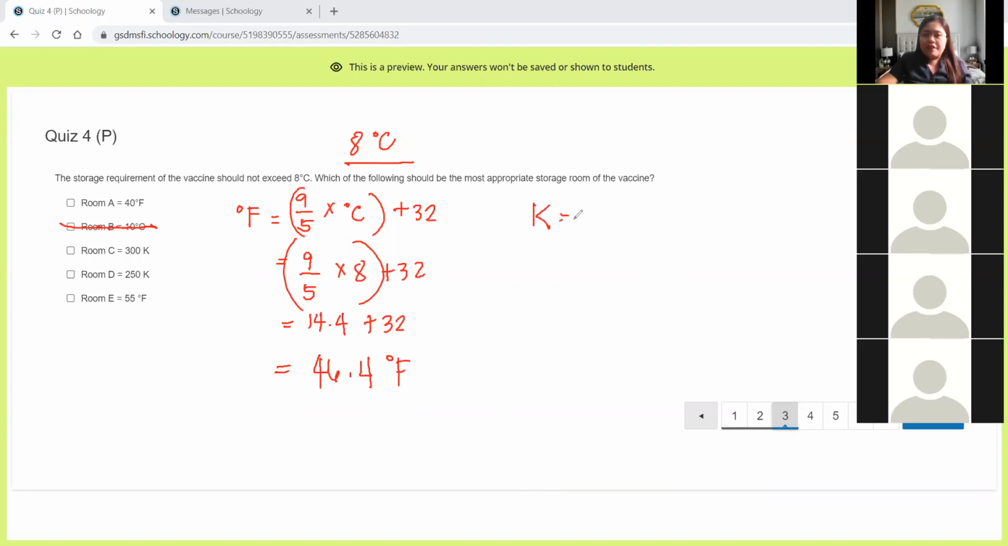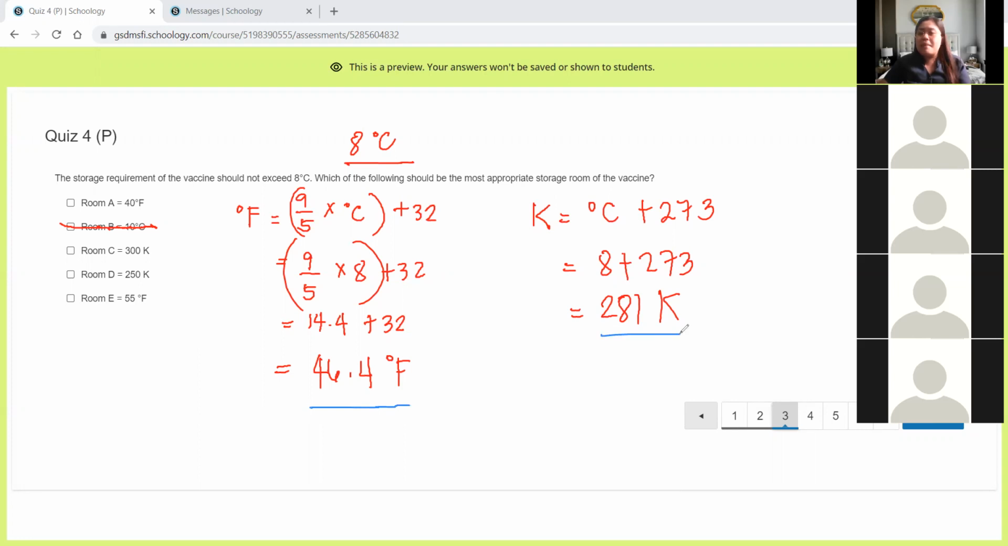Now for the Kelvin, our formula is degrees Celsius plus 273. So our degrees Celsius is 8 plus 273. That is 281 Kelvin. So again, our choices dapat dili siya maglampas or magsobra sa 46.4 degrees Fahrenheit or dili siya maglampas or masobra sa 281 Kelvin.